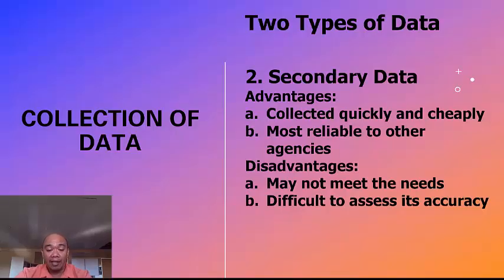Disadvantages: First, secondary data may not meet one's specific needs. Two, it is difficult to assess the accuracy of the information. Oftentimes, definitions and units of measurement will be different, and the timeliness of the data is often questionable.